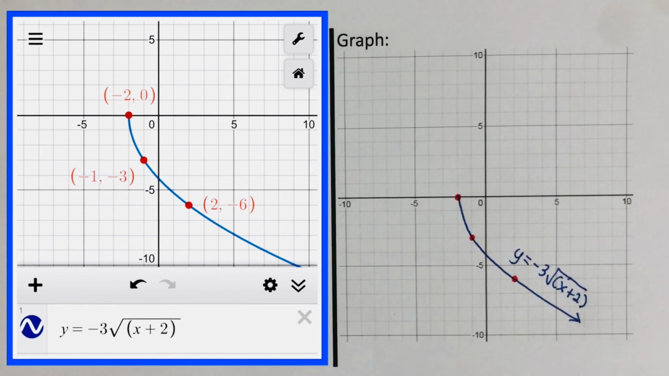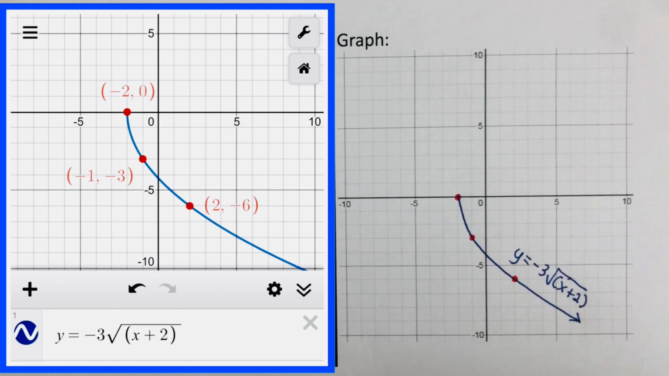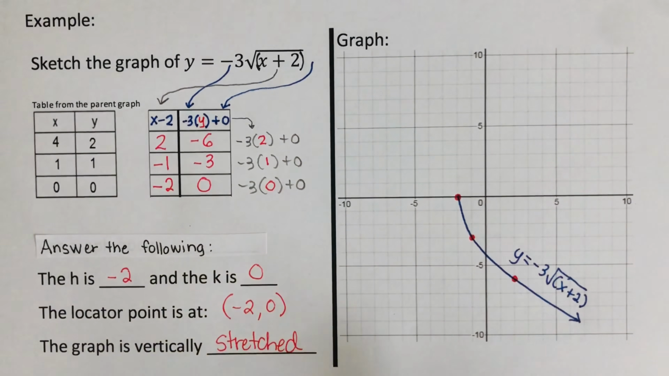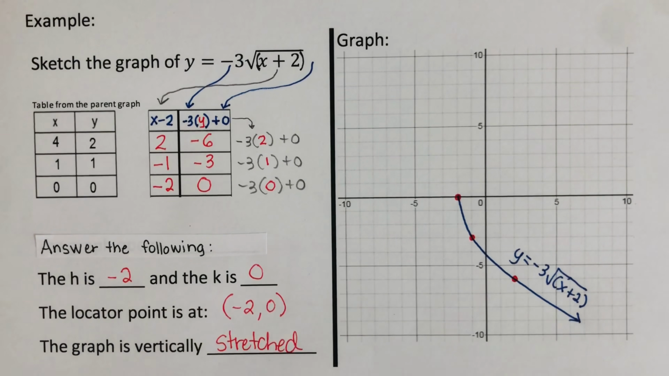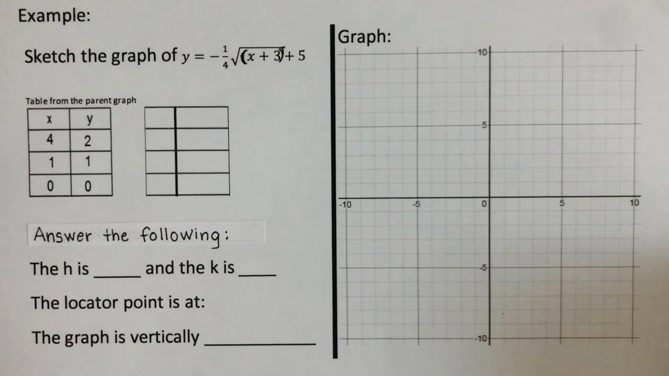Now on the side, you will see the Desmos version for this graph, and you will see that these 3 red points are actually part of the graph. Did you get the same answer as this? Good. Perfect. Now let's move on to the next example right here.